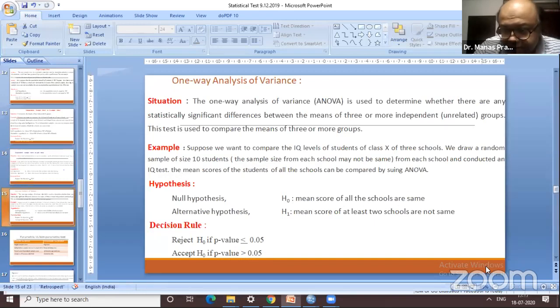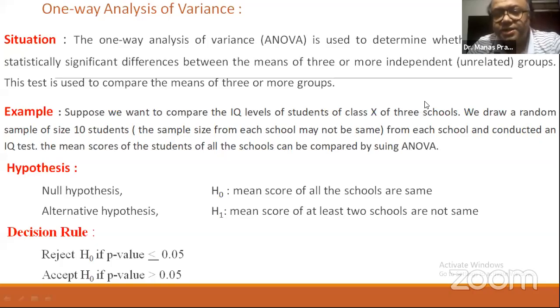One-way analysis of variance. This is not a t-test, this is an F-test, but it also studies the mean. It is used to study the mean. Now, the independent sample t-test is applied when we have only two independent groups, suppose male or female.